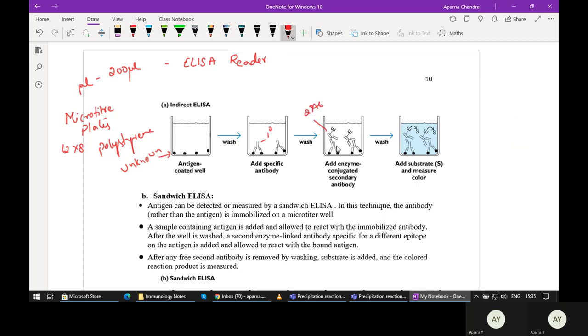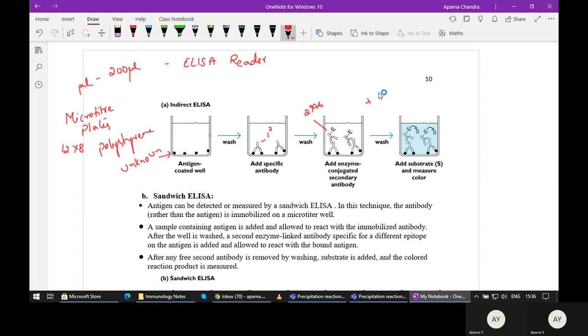I told you in the previous section what a secondary antibody is. It is tagged at its Fc region by an enzyme, and this secondary antibody is raised against the Fc region of the primary antibody. Then again incubate it for some period of time, then again wash. After this washing step, the secondary antibody will get coated onto it. So what is the next step after this?